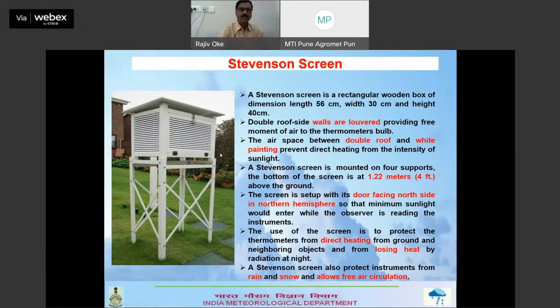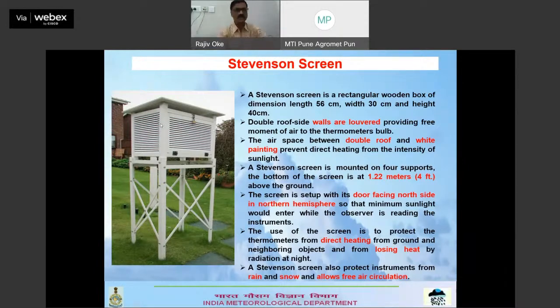Lower, providing free movement of air to the thermometer bulb. On this side you can see there is a gap in between. It is just like a hut shape. Louvered plates are mounted on this, so that free circulation of the air mass is maintained inside the box.